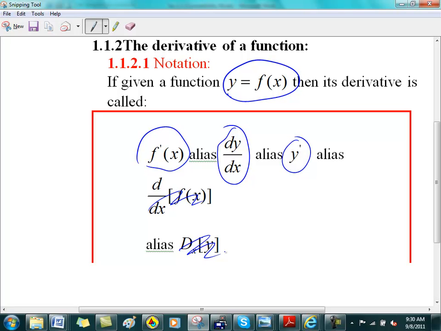The last two. But the three things that you need to go away are f prime, dy by dx, and y prime. Those are all names of a derivative of a function.